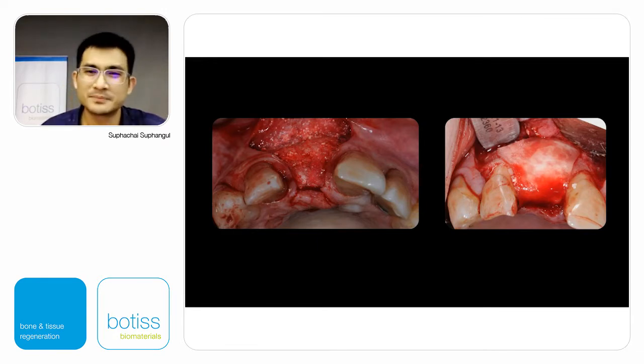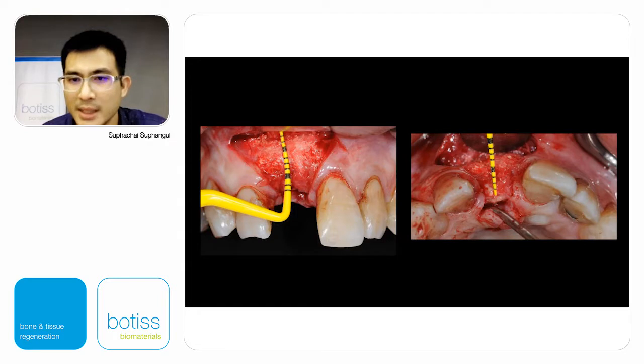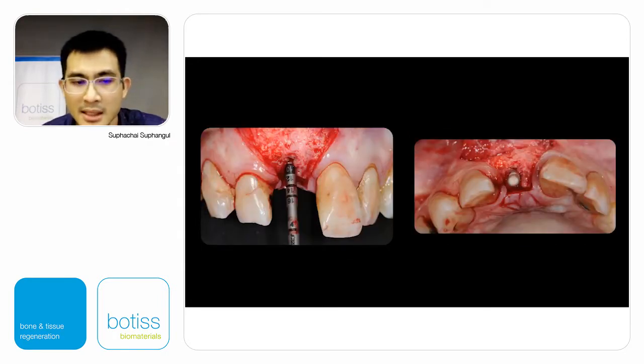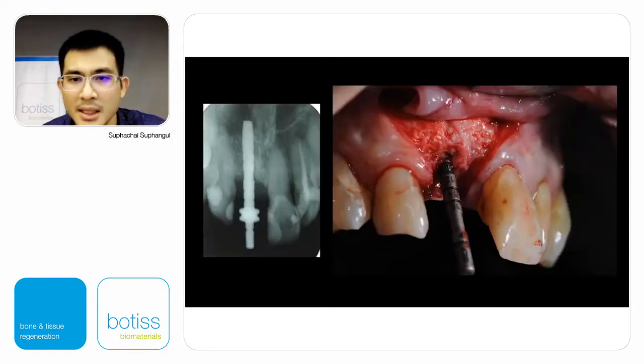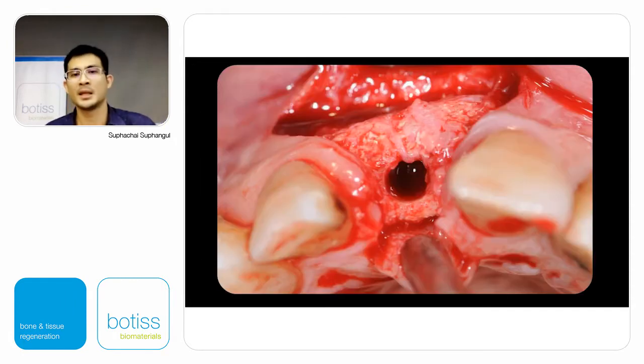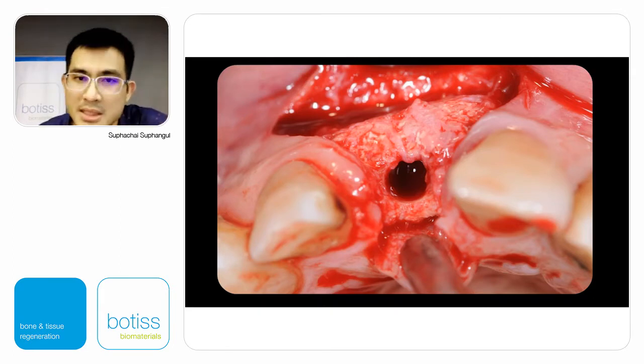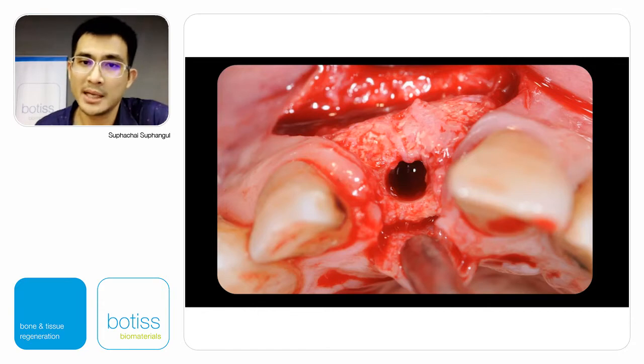We get around 80 to 90%, that's enough for the implant. The width that we get is about 6 millimeters. Okay, do the osteotomy, check the angulation. The bleeding from the osteotomy is a good sign. You can see the residue of the soft tissue and the degradation of the membrane. I do not remove it; I leave it in place.